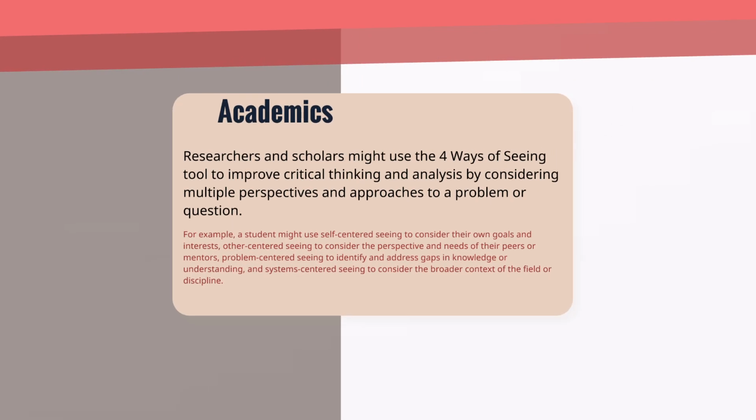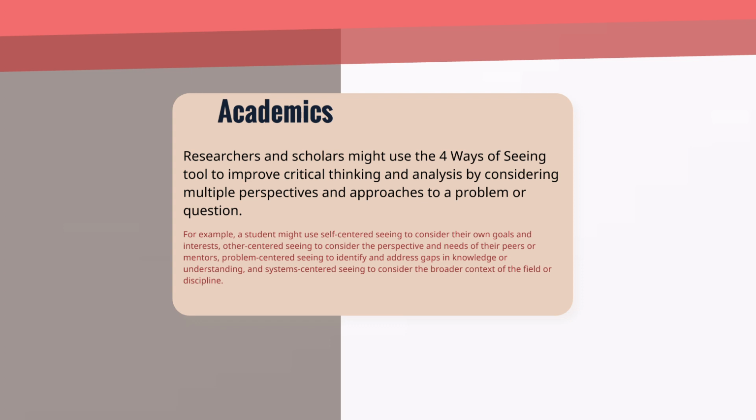The next one is academics. So how can they use the 4 ways of seeing to improve critical thinking and analysis? As a researcher or scholar, you'll likely be used to approaching problems and questions with a critical eye, but by using the 4 ways of seeing, you can take your analysis to the next level by considering multiple perspectives and approaches. For instance, you might use self-centered seeing to consider your own goals and interests, what you are hoping to achieve with your research, and how you can stay motivated and focused.